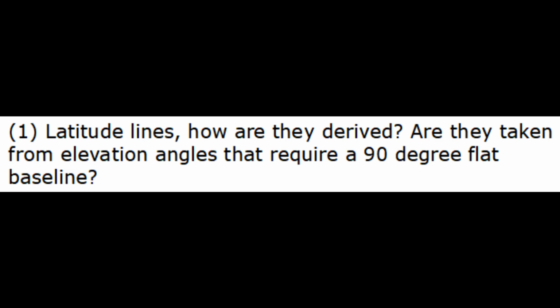Latitude lines. How are they derived? Are they taken from elevation angles that require a 90-degree flat baseline? Well, these days we use GPS satellites whose locations are so well known that we are able to determine our position in 3D space to sub-centimetre precision. But in the past it was done by observing the meridian transit of celestial objects. Now, once enough locations have been measured astronomically, intervening locations can be determined by regular surveying methods.